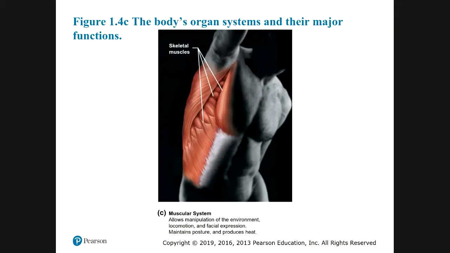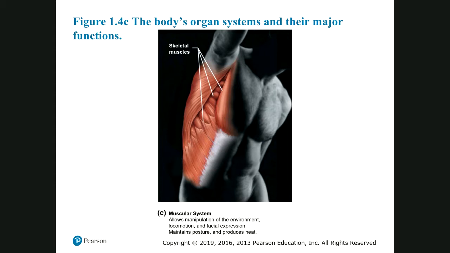Our next system will be the muscular system. We have over 700 muscles within the human body. The functions of the muscles are to allow manipulation of your environment so that you can move. Muscles are going to contract in order to produce movement. So we're going to have locomotion. Muscles are also going to contract to produce facial expression, so when you frown. It is also going to help us maintain our posture.